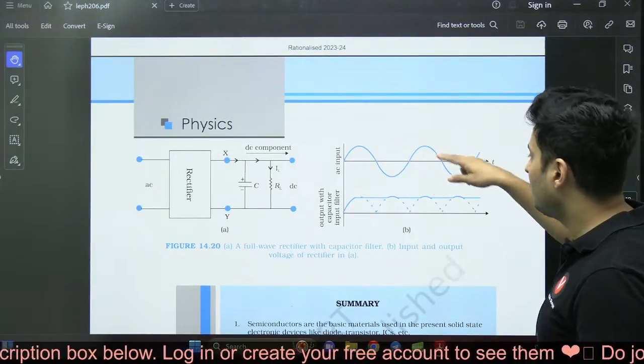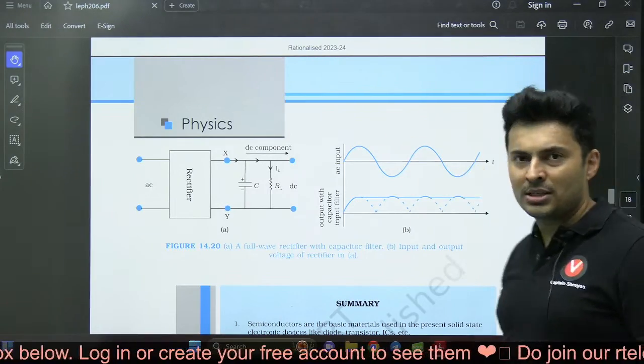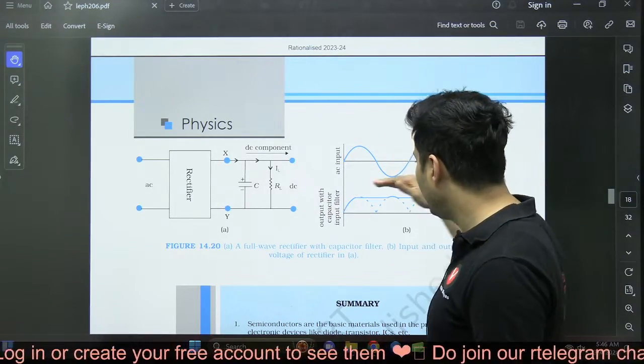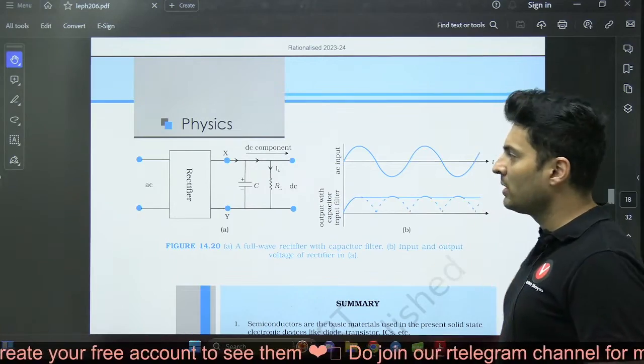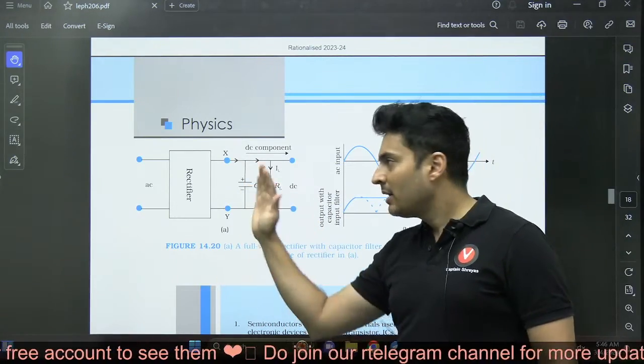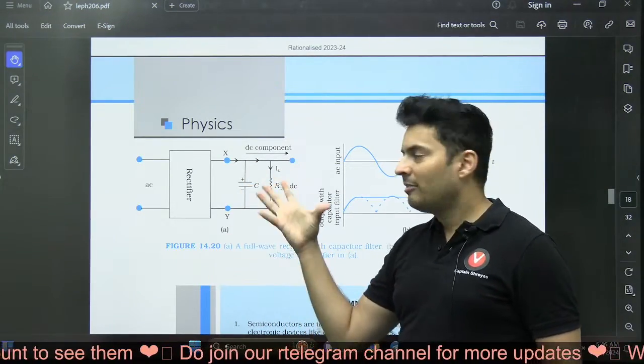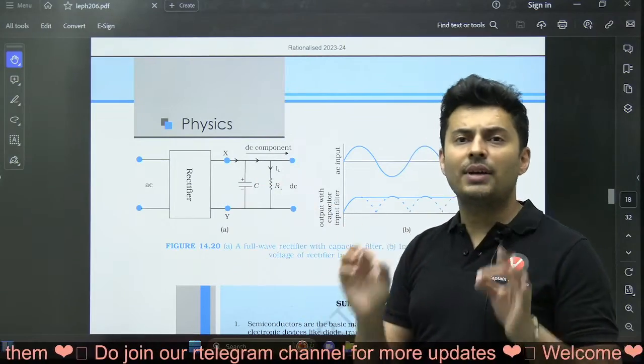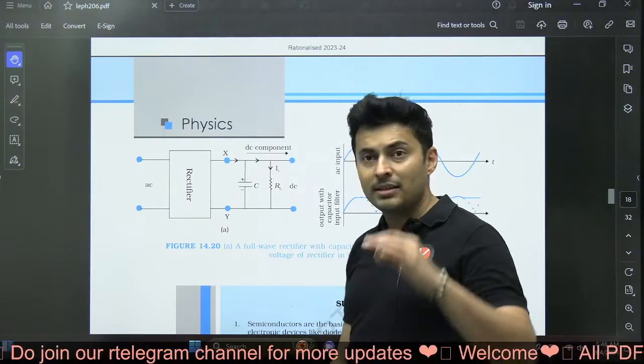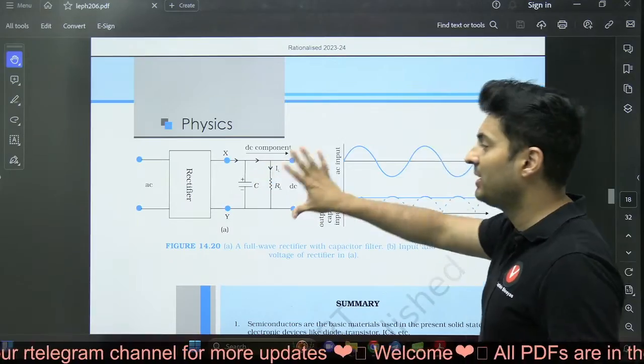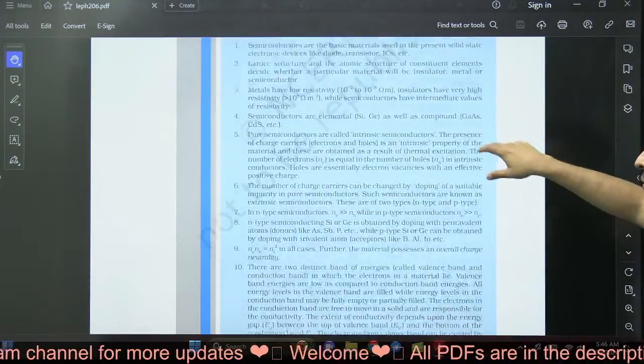Usually these variations are too much. So to remove those variations, you filter it out and make it almost constant by applying a capacitor in parallel to the output, which can store and give the charge when required, thereby stabilizing the voltage. So a capacitor is used to stabilize the voltage.